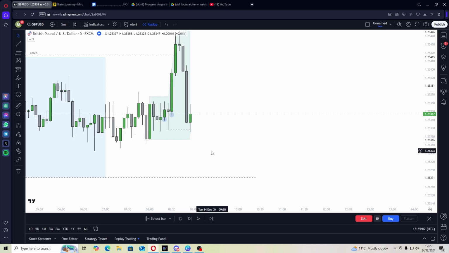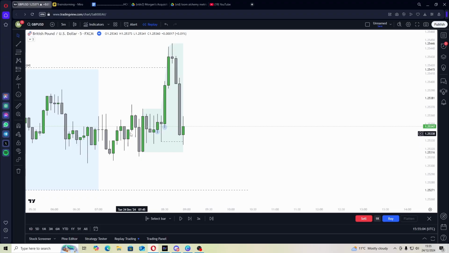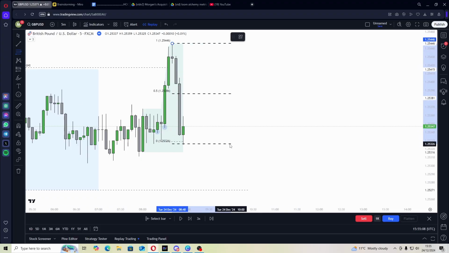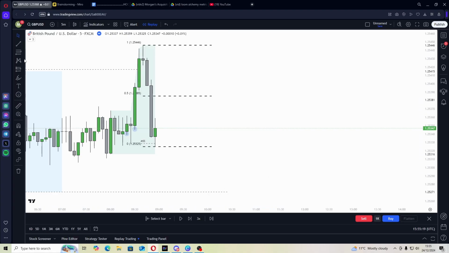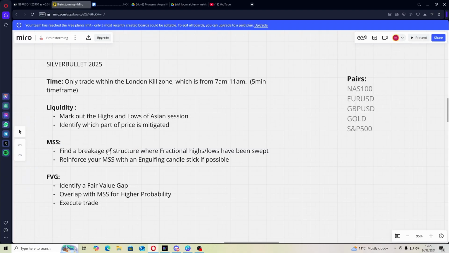Once we got this candle taken out, all we need to do is actually use our Fibonacci tool. I have it set to my 50% zone and 0 to 1 only, but you can actually just use this normally, and you can see right here this would be our market structure shift, and now we have the perfect Fibonacci level. What we need to do next is actually identify a fair value gap, and we can overlap this with a market structure shift for a higher probability.